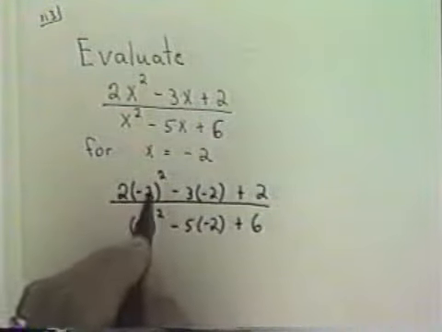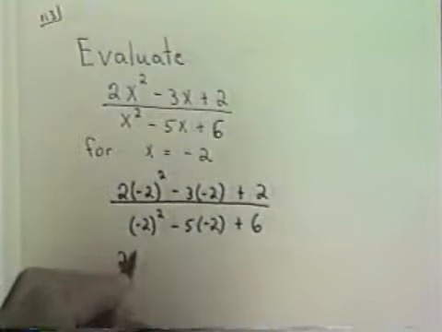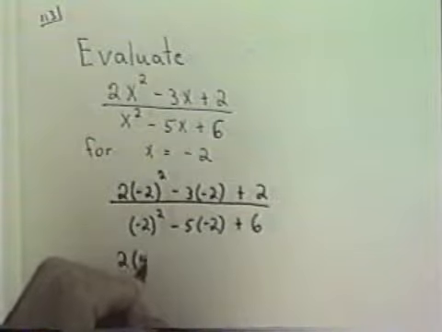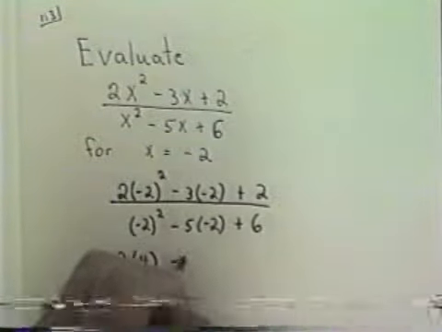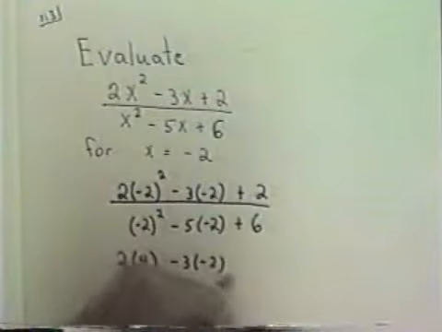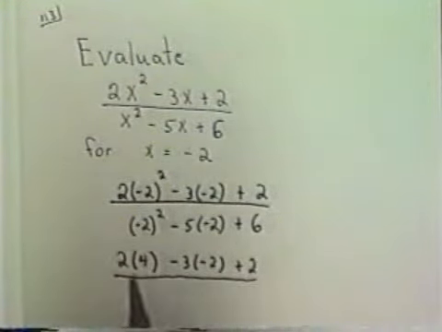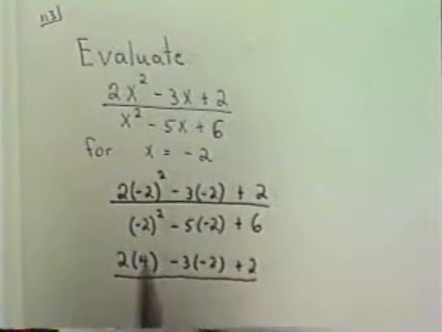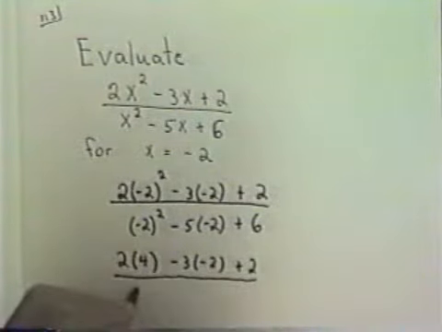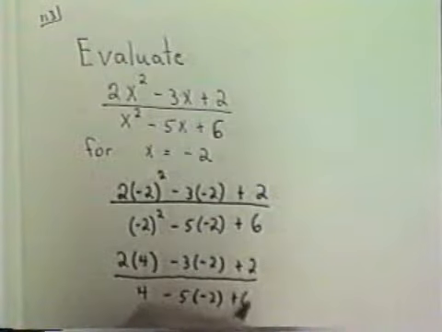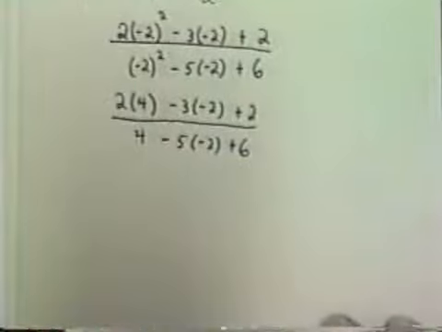Working in the numerator, doing the squaring, I would have 2 times negative 2 squared, which means negative 2 times negative 2, which would be a positive 4, minus 3 times a negative 2 plus 2. So I did my exponents in the numerator. Now I'm going to do the exponents in the denominator. A negative 2 squared is 4, minus 5 times a negative 2 plus 6. Now I'm going to do my multiplying.